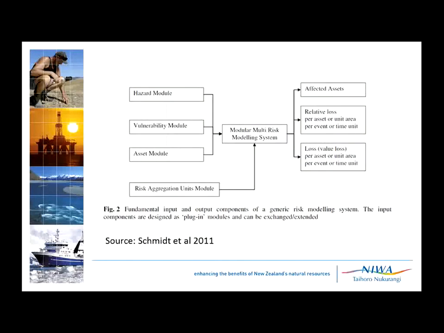This is just a bit more of a technical diagram of the other thing, and it breaks it down a little bit more. So we have hazard modules. We have the vulnerability module, which is that function I was talking about. You have the asset modules, and you have the aggregation unit. So what spatial unit do you want the results in? Is it suburbs, mesh blocks, grids? And this all feeds into this risk model. And the outputs, as I said, are about exposure and loss.